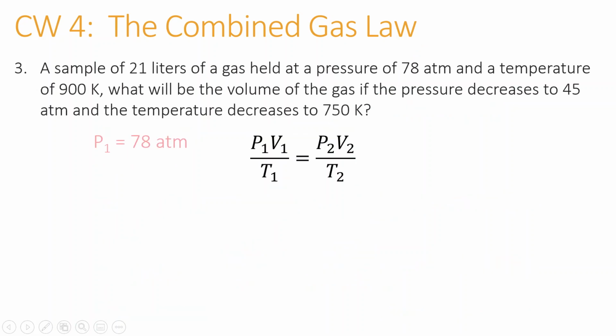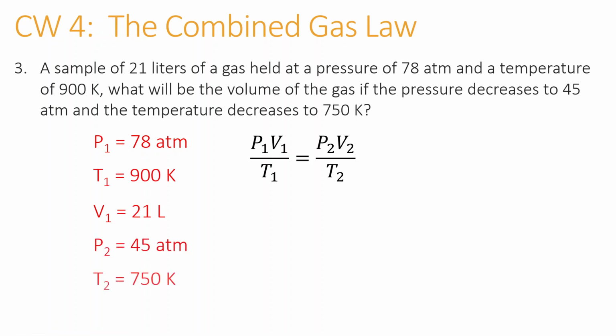A sample of 21 liters of gas is held at a pressure of 78 atm and a temperature of 900 Kelvin. What will the volume of the gas be if the pressure decreases to 45 atm and the temperature decreases to 750? So this is going to involve all three of my variables, pressure, volume, and temperature.